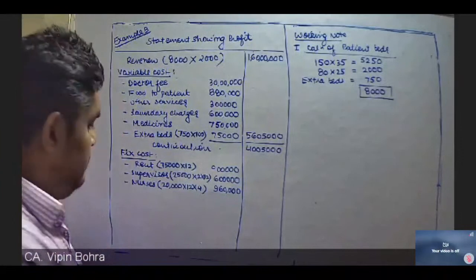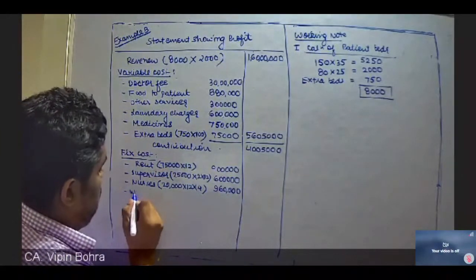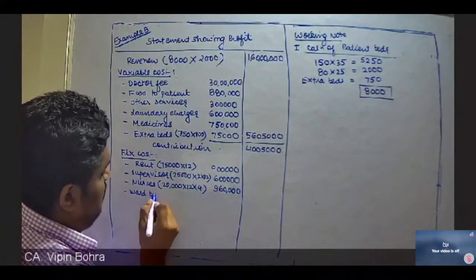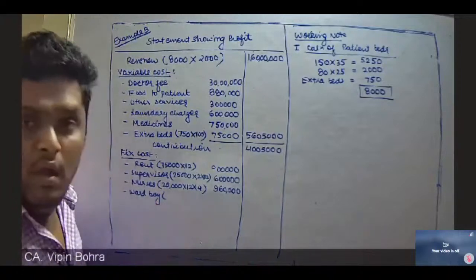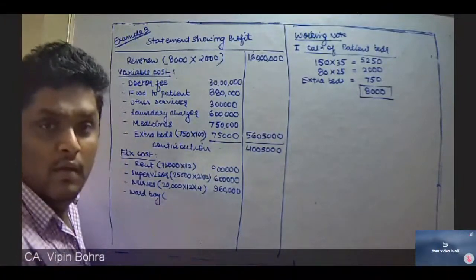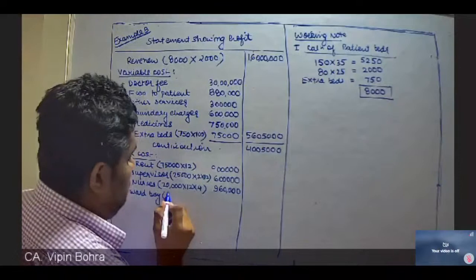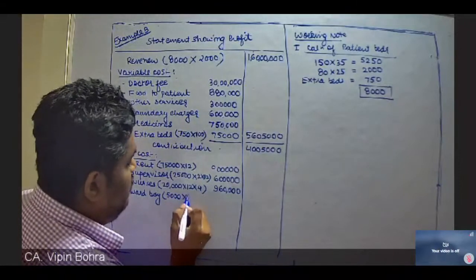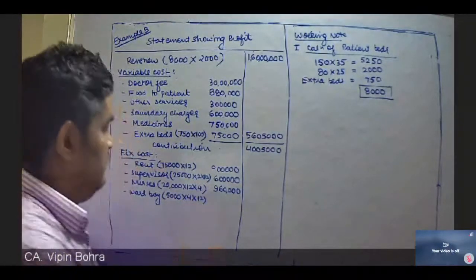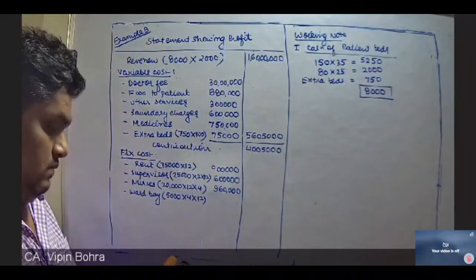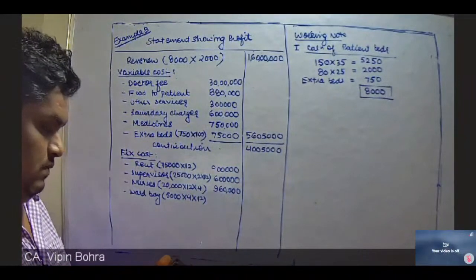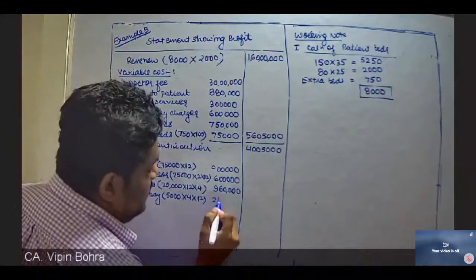Ward boys. How many? 4 ward boys. So 5,000 into 4 into 12, 2,40,000.